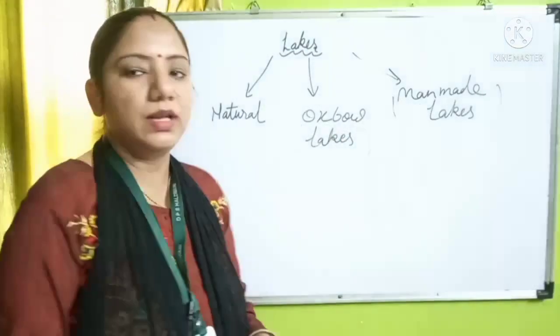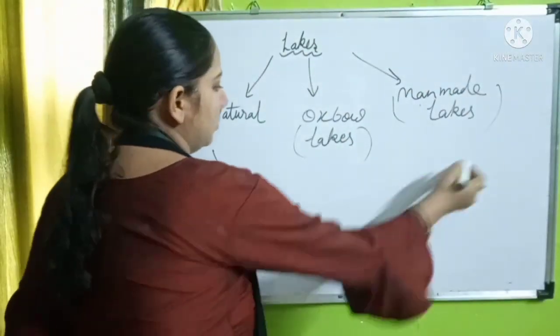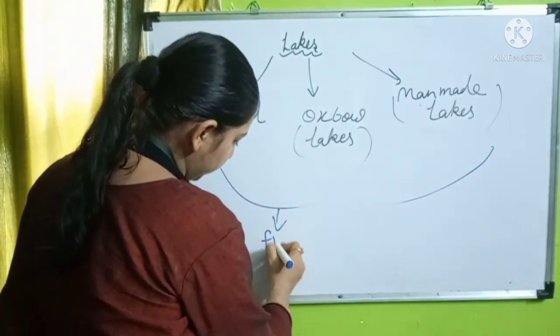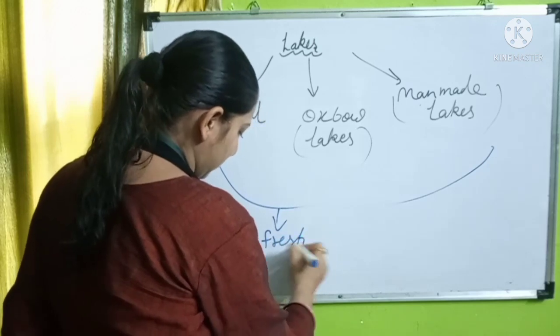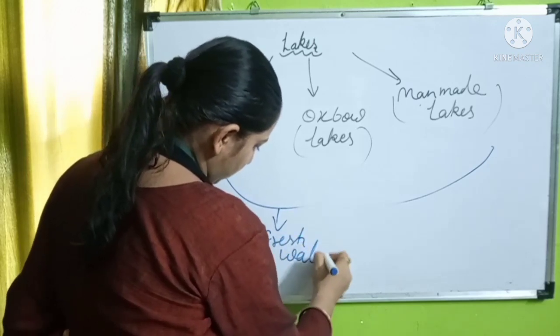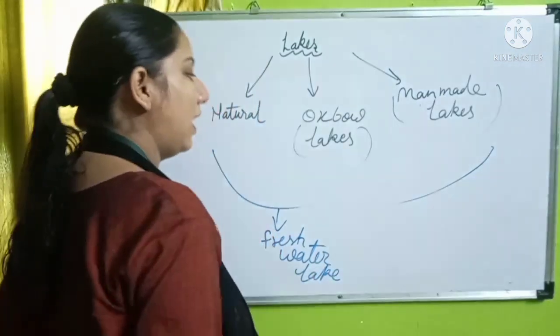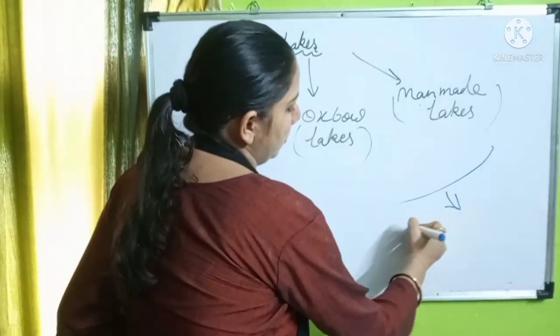And also the lakes can be of two types of water. First, that is the freshwater lake and the saltwater lake.